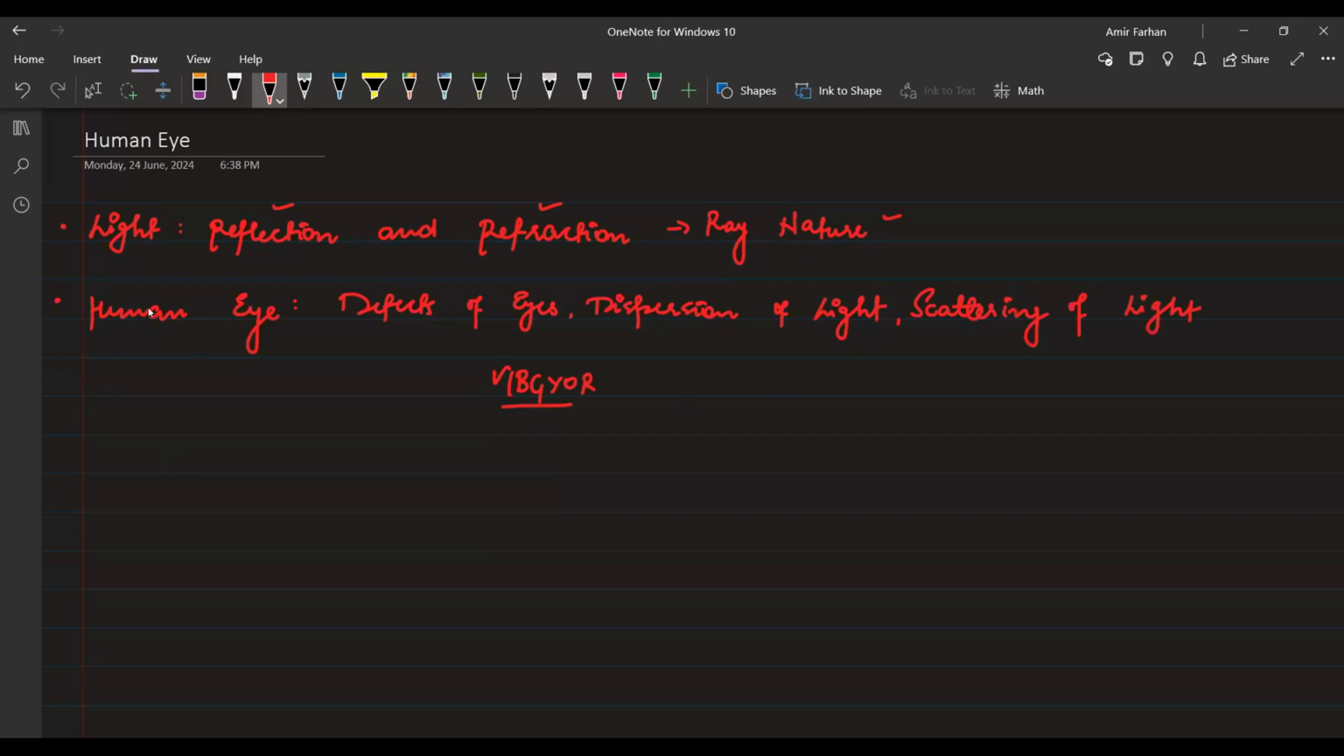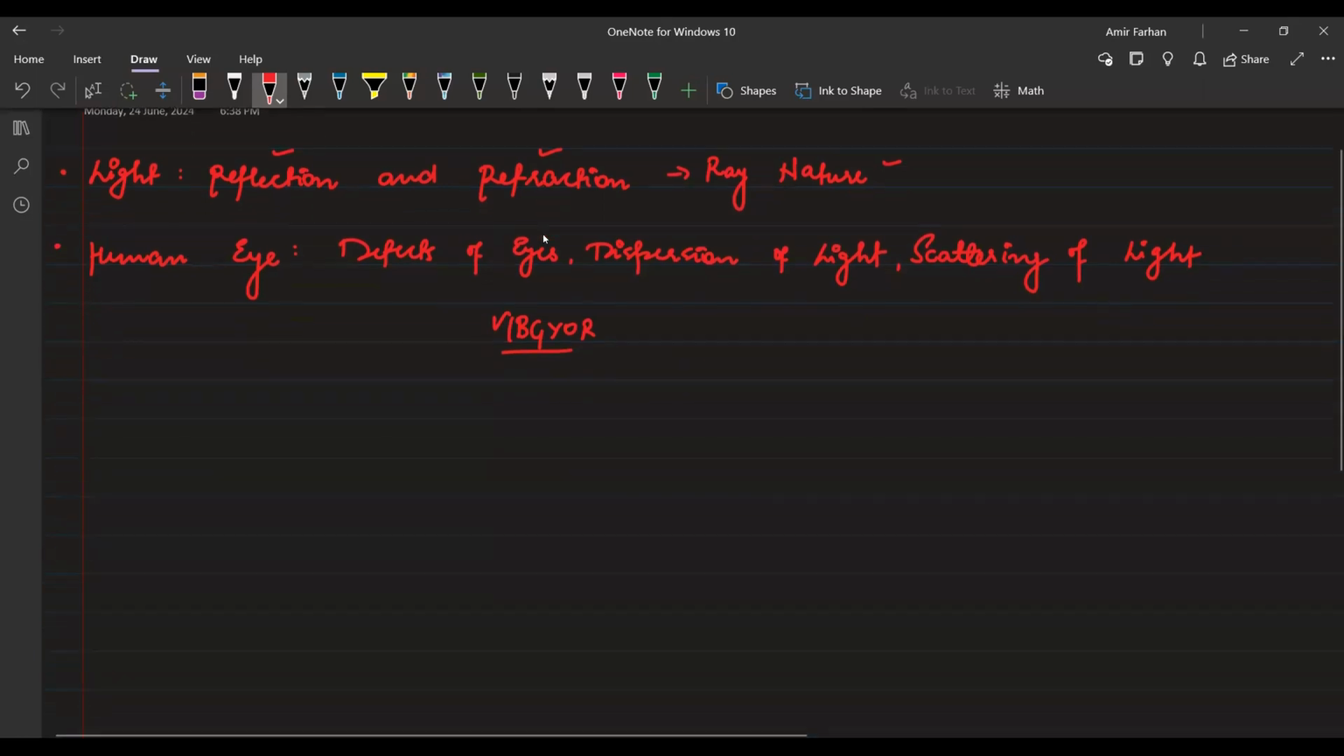Okay. In human eye, basically the majority of the portion is theoretical. Only a single type of numerical is there, in which you have to find out the power of a lens or focal length of the lens that we use to correct the eyes. Okay, so that numerical will be from the refraction part. We'll do the same kind of numerical in the refraction part as well. So both the numericals are very same.